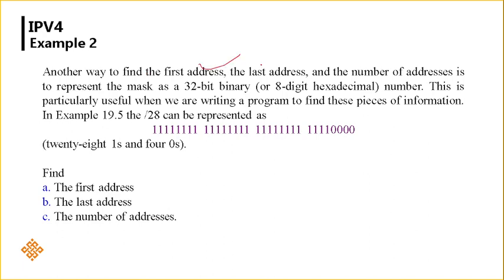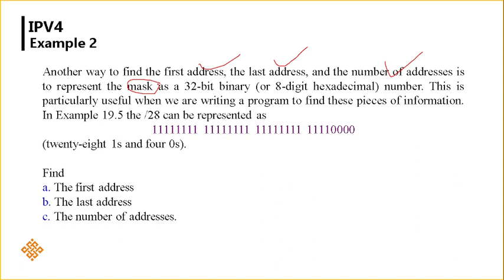Another way to find the first address, last address, and the number of addresses is to represent the mask. Already I told what masking is. If you take classful, it is a fixed mask. Here the mask is nothing but the slash n notation, where n is the number of bits reserved for the network ID. So for class A, the number of bits reserved for network ID is 8 bits. So the mask is slash 8.